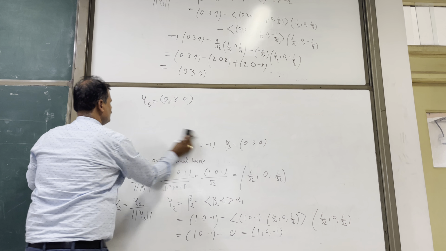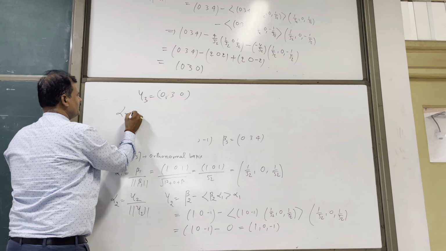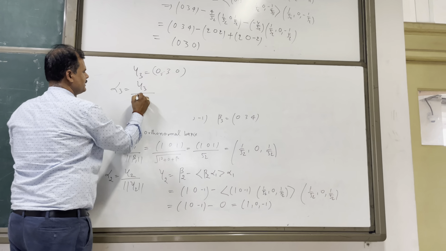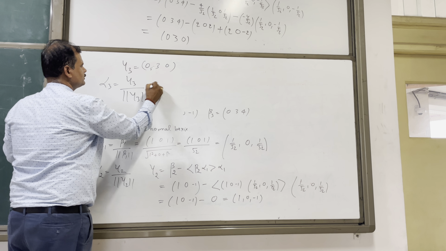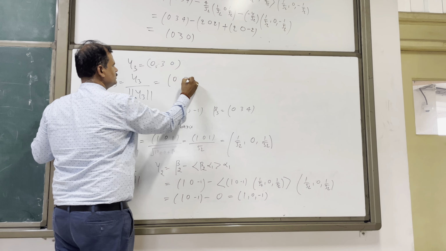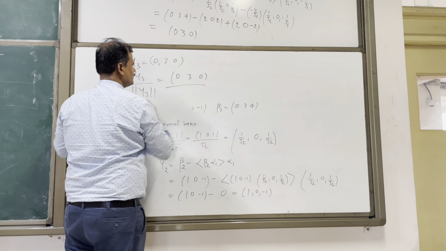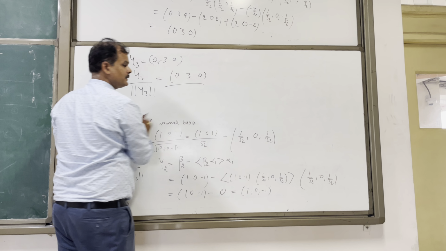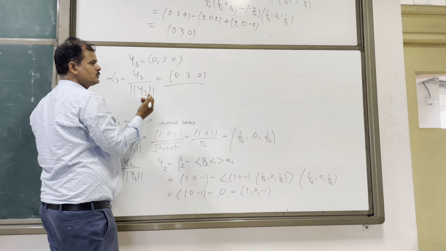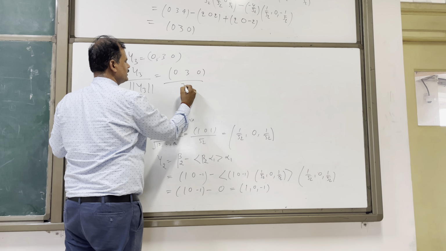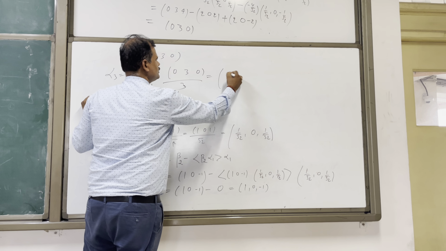Then what about alpha 3? Alpha 3 equal to gamma 3 by norm of gamma 3. So this is equal to (0, 3, 0) divided by the square root of 0 square plus 3 square plus 0, so 3. So we'll get (0, 1, 0).